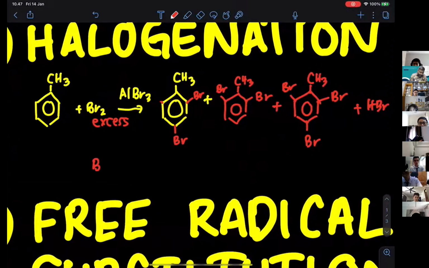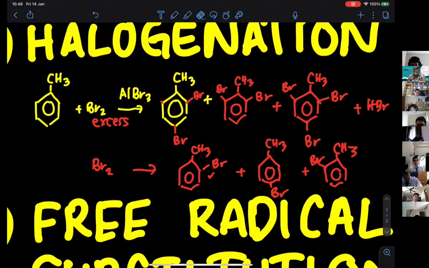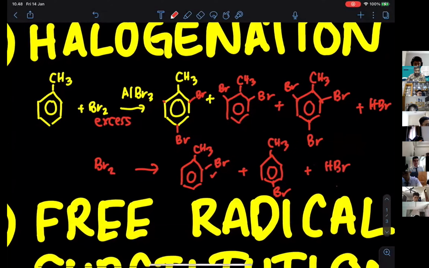If it is Br2 alone, just like normal, you are going to get mono substituted. So it means CH3, Br here, and then you will have CH3, Br here. Of course, I'm not going to put CH3, Br here, because it's the same as this one. So I'm going to erase this, plus HBr. I hope this one is clear.